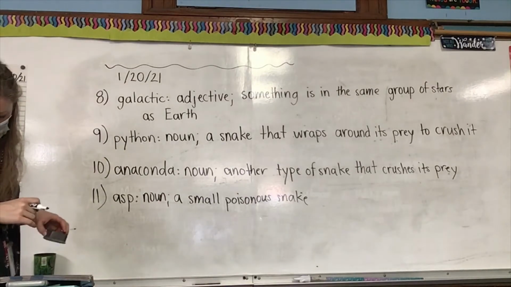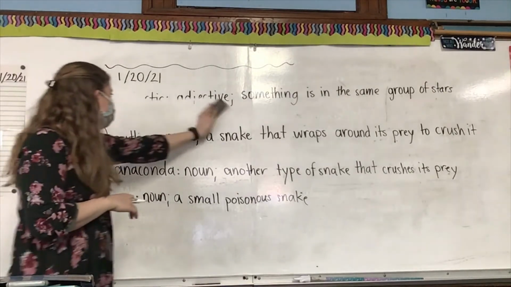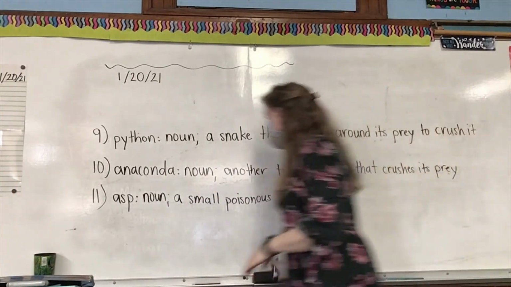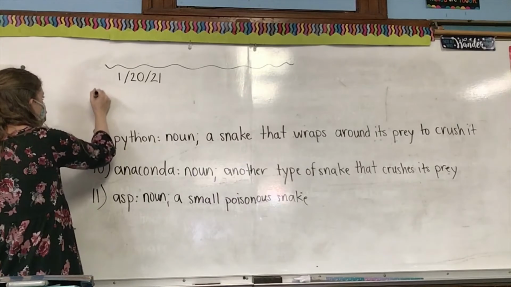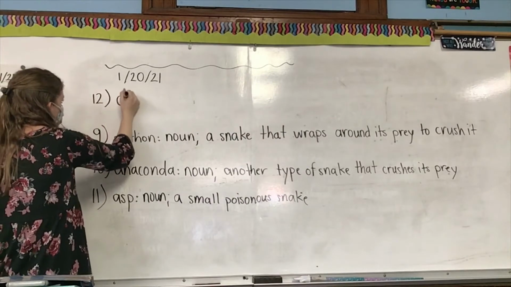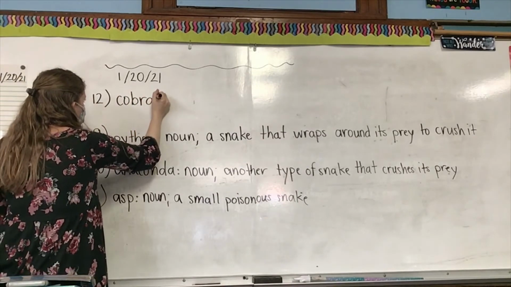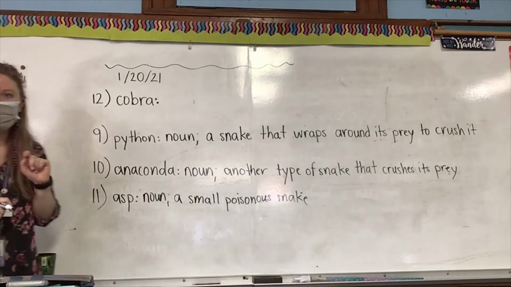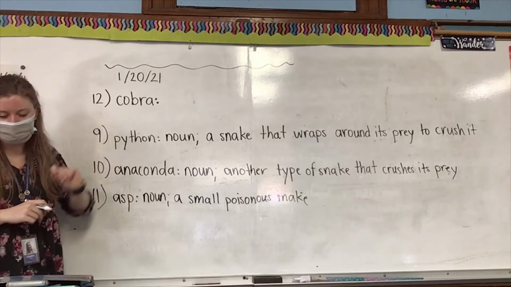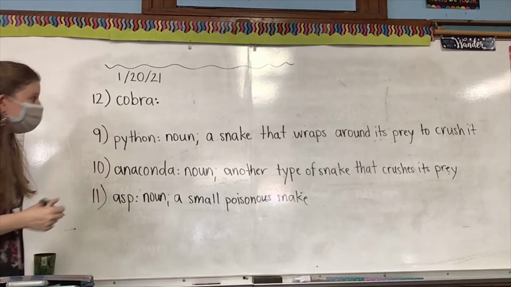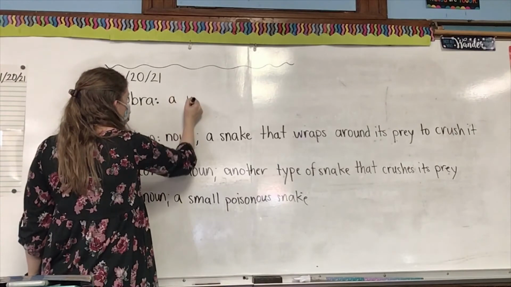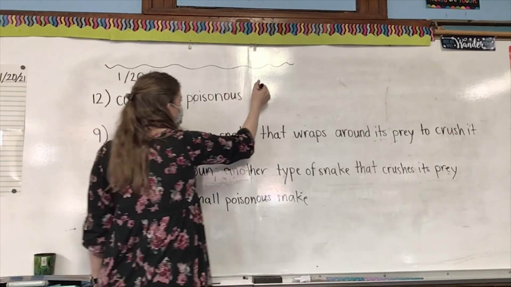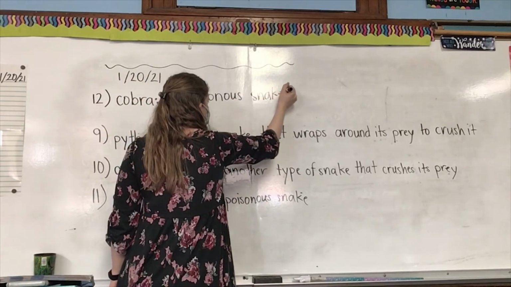Okay. Last word. I'm going to erase number 8. You will really see a pattern with this last word because number 12 is the word cobra. C-O-B-R-A. Cobra. And we have the definition. A cobra is a poisonous snake.